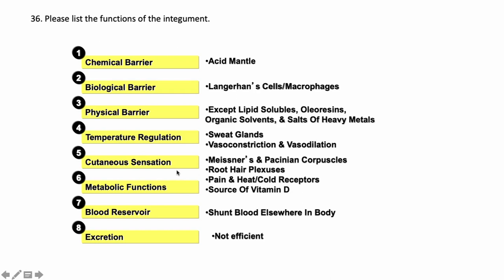Sensation is obviously an important part of the skin, and there are different kinds of receptors. For example, the Meissner's receptor is a light touch receptor. The Pacinian is more of a deep touch or pressure receptor. The root hair plexuses are part of free nerve endings, which are also involved in pain sensations. Heat is a free nerve ending consideration, whereas cold is its own kind of receptor.